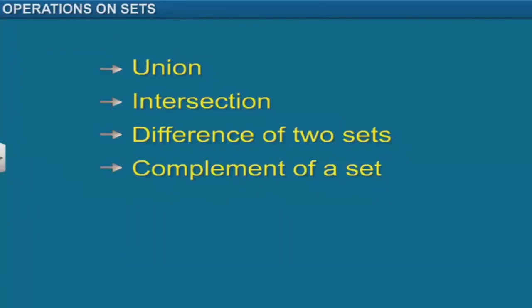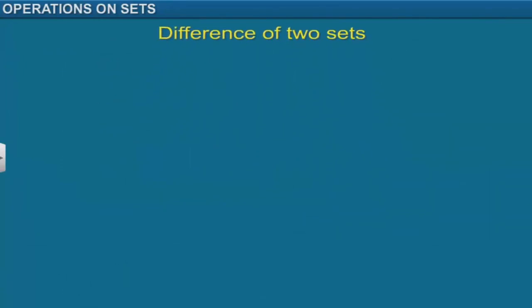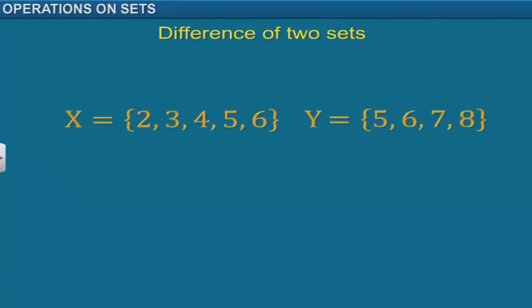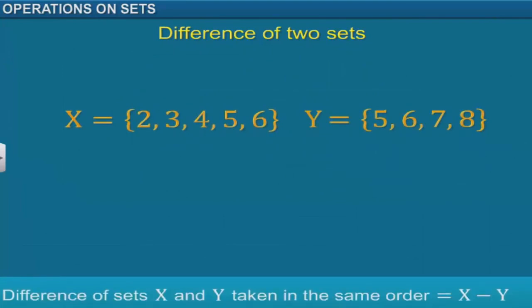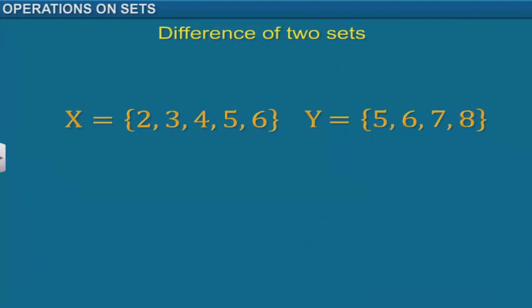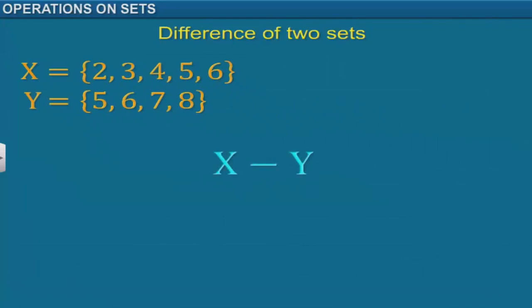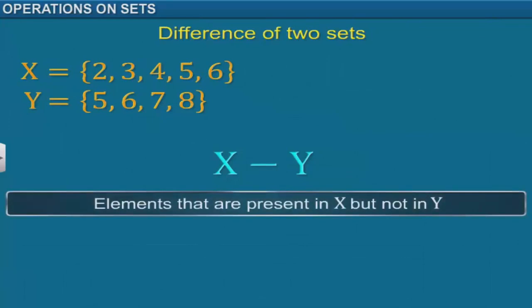Next, we will discuss the difference of two sets. Consider two sets X and Y as shown. The difference of sets X and Y taken in the same order is denoted as shown. The difference of sets Y and X taken in the same order is denoted as shown. First, we will find the difference of sets X and Y taken in the same order. This means we have to find the elements that are present in X but not in Y.